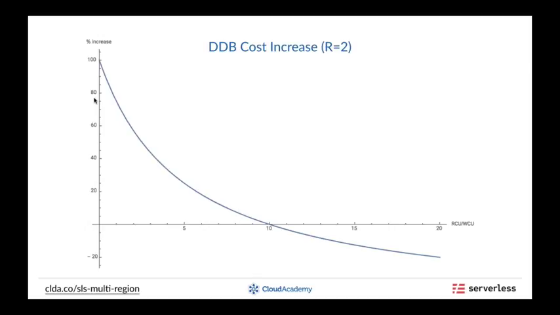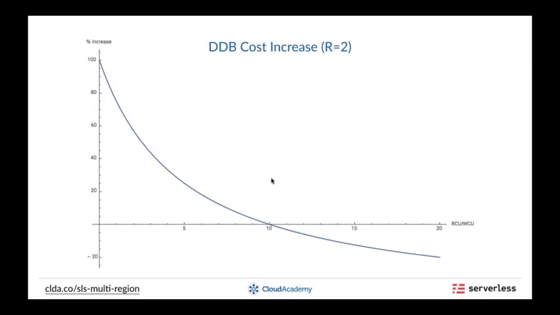On the y-axis here, you have the percentage of cost increase. If it's 100, it's 100% cost increase, which means it costs you twice as much. If it's 0, it costs you the same. As you can see, the curve will go down to 0 at some point. So what is on the x-axis? Here we have a ratio between read and write capacity units.